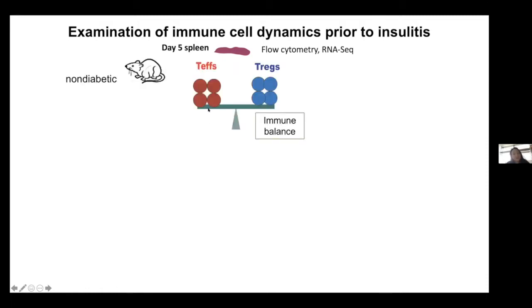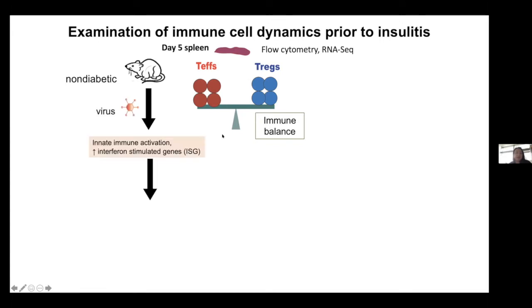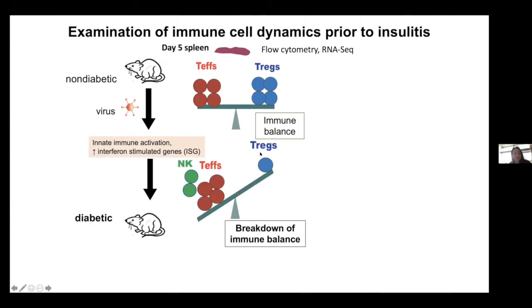And so there's a balance hypothesis which has been proposed, where there needs to be an appropriate balance between T effectors and T regulatory cells. And it's been described that the virus upsets this balance and leads to onset of diabetes. And in the past, there has been a loss of Tregs and increase in CD8 cytotoxic T cells.